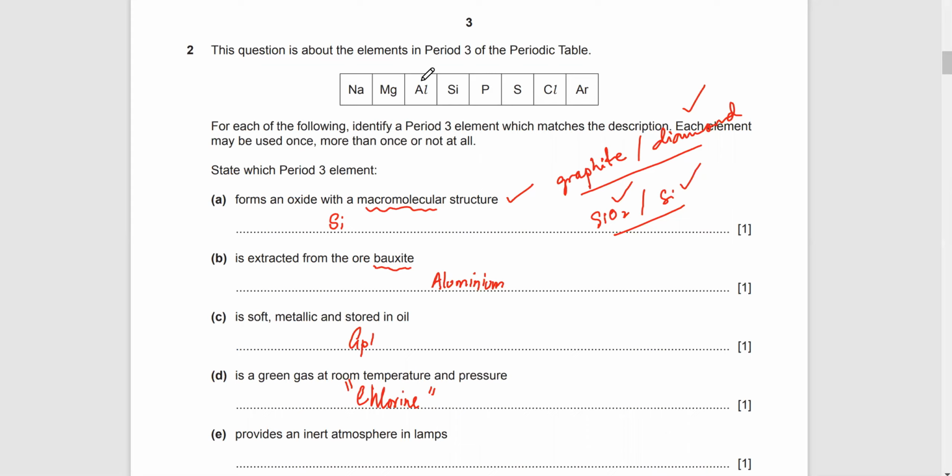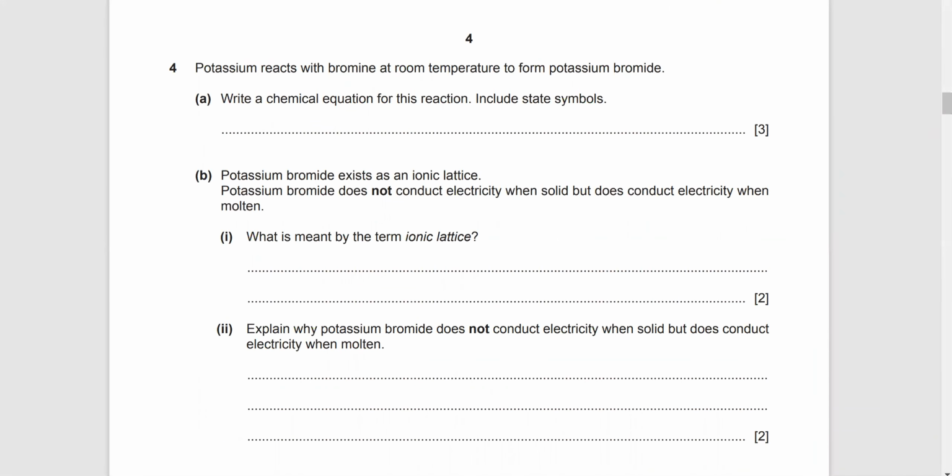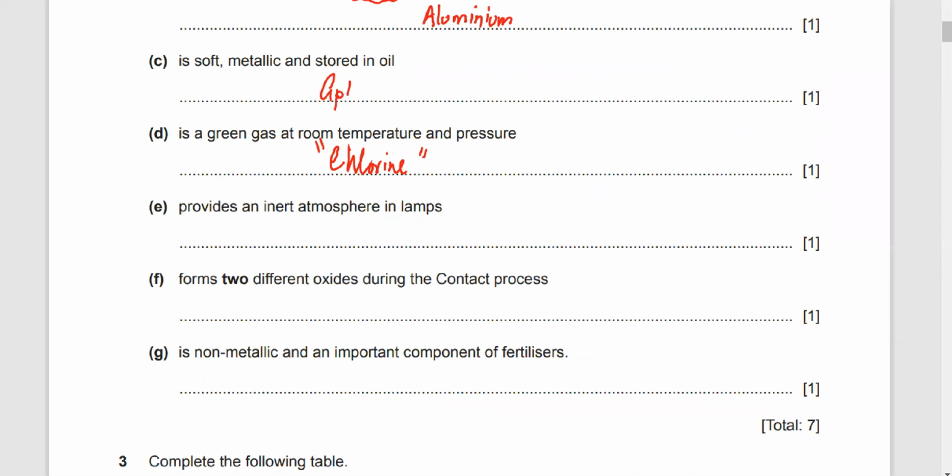Which group has inert gases? Group one is extremely reactive. What is this last group called? Okay, noble gases. They don't react; they have a complete outer shell. So to provide an inert atmosphere in lamps, that's going to be argon in this case.